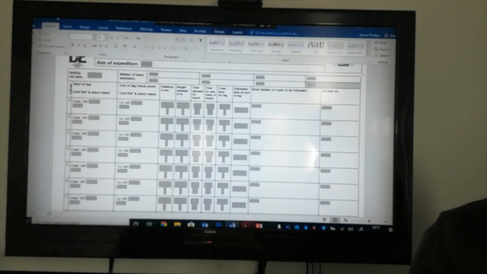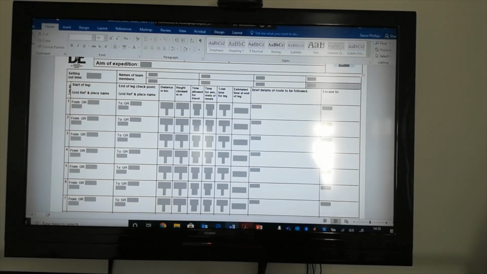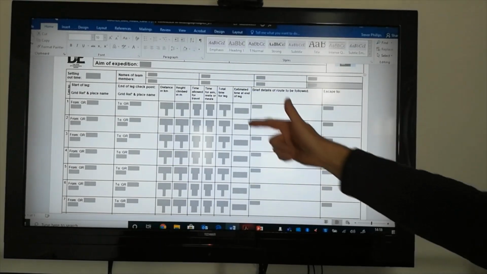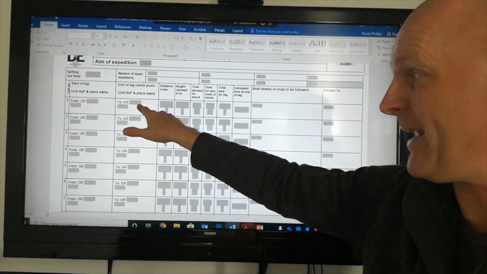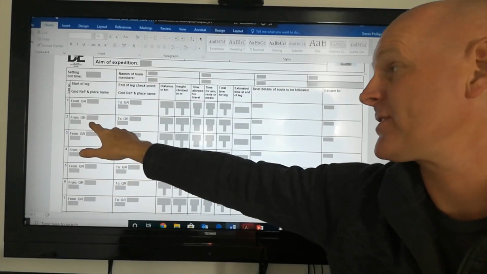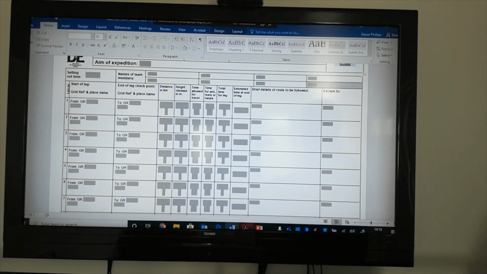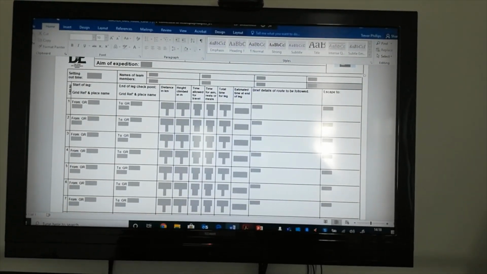So I'm hoping this video has helped you a little bit in how to complete this. And we just go down each leg. Each leg. So I've got starting grid reference, end grid reference. My end grid reference is my starting grid reference again. And then I have an end grid reference for each leg. Okay, guys. So hopefully that's sorted it out for you.